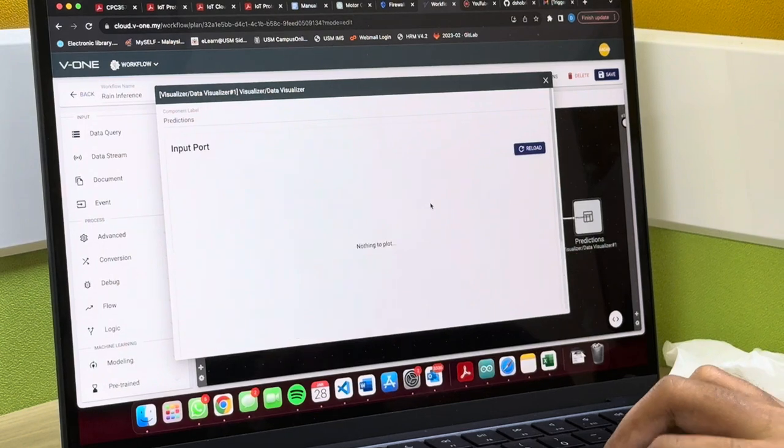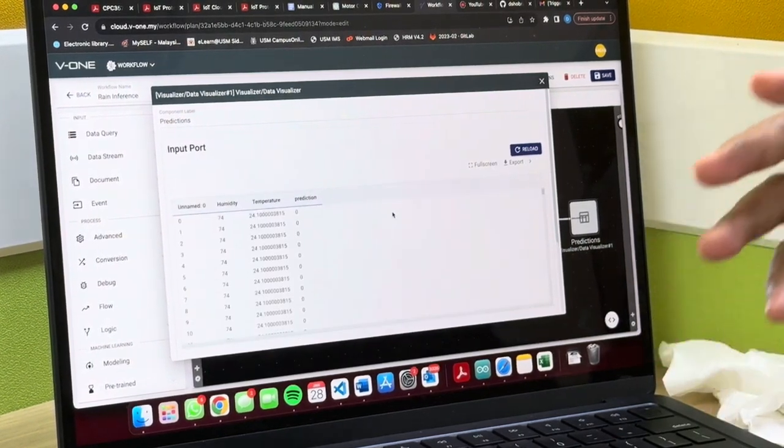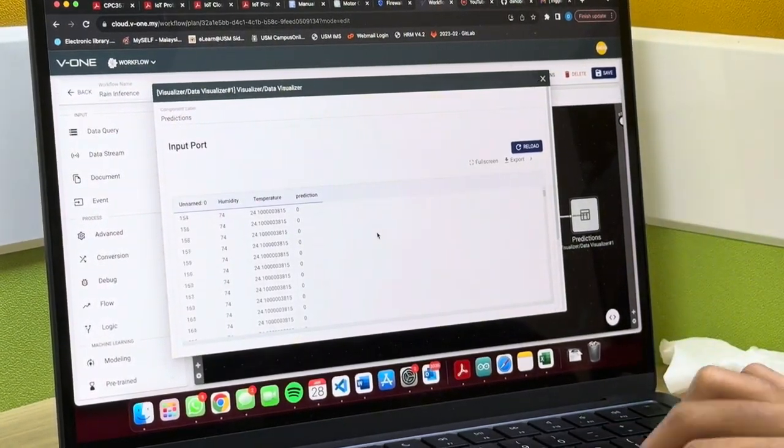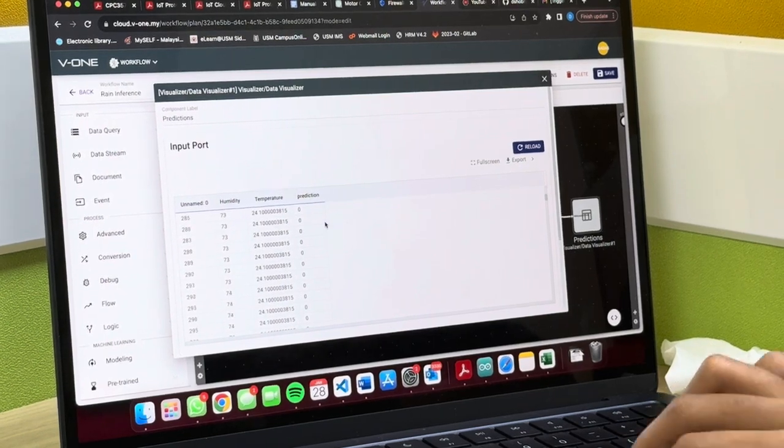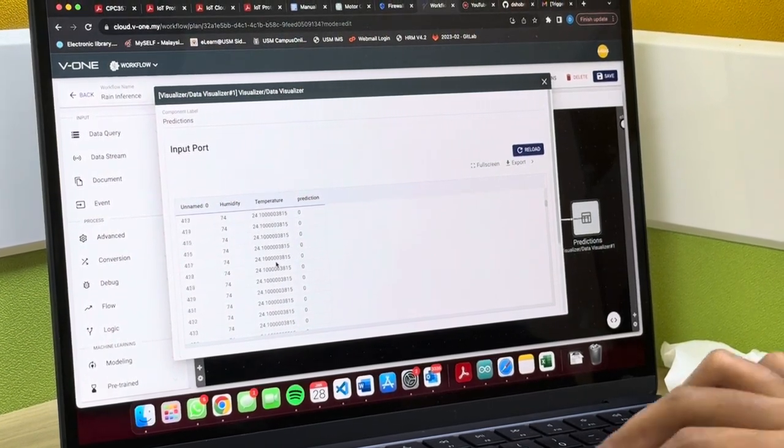So here are the predictions that were made before. You can see the prediction is whether it will rain or not, depending on the humidity and the temperature levels.